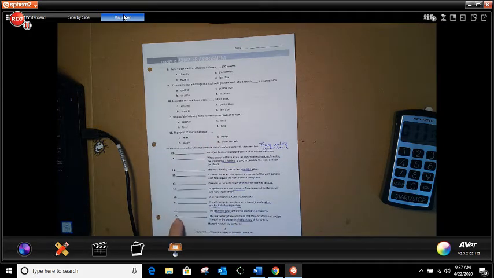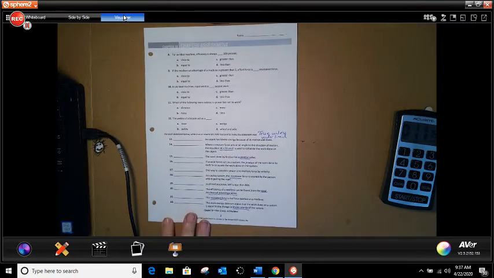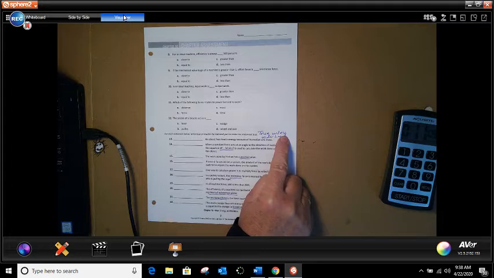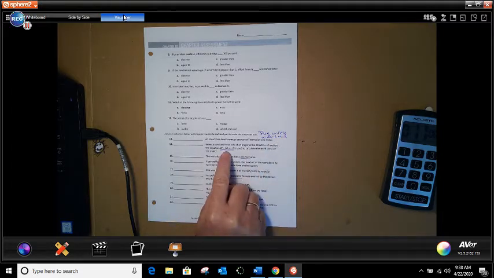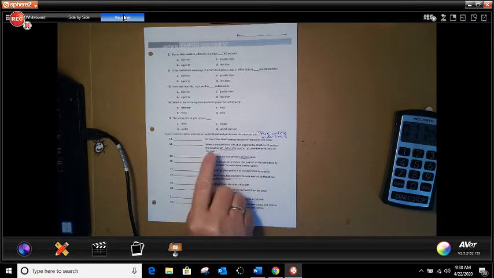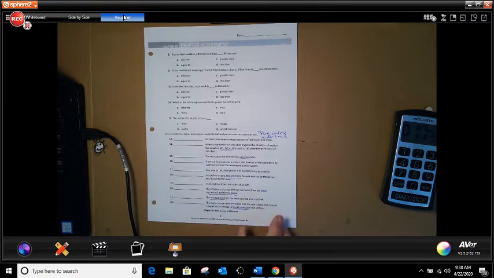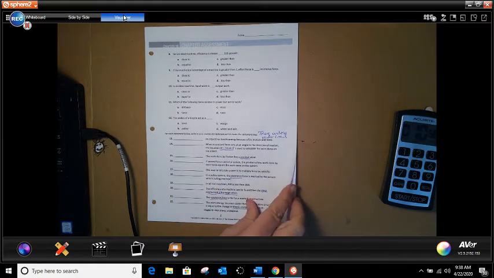For 13 through 22, what I have done here is I have underlined certain words. If they are underlined, that means they're false. That means you need to change it to what would make it true over here. If it didn't have underlining, you would just write true. Okay?